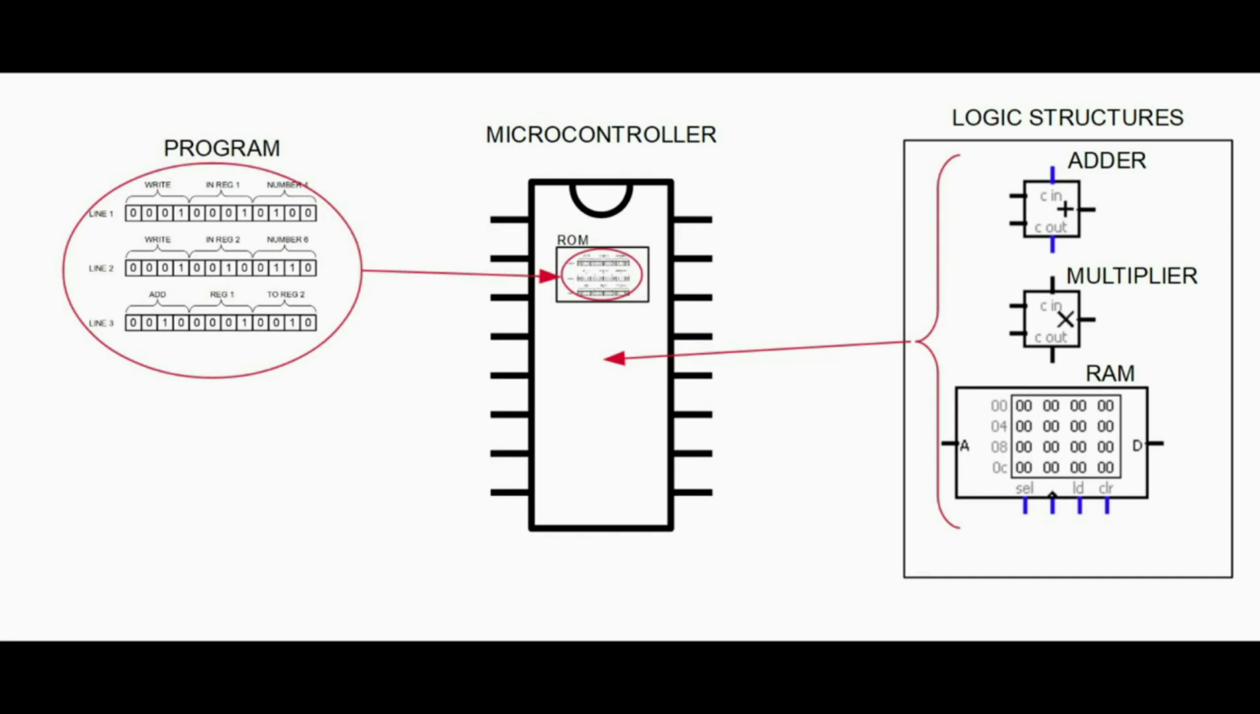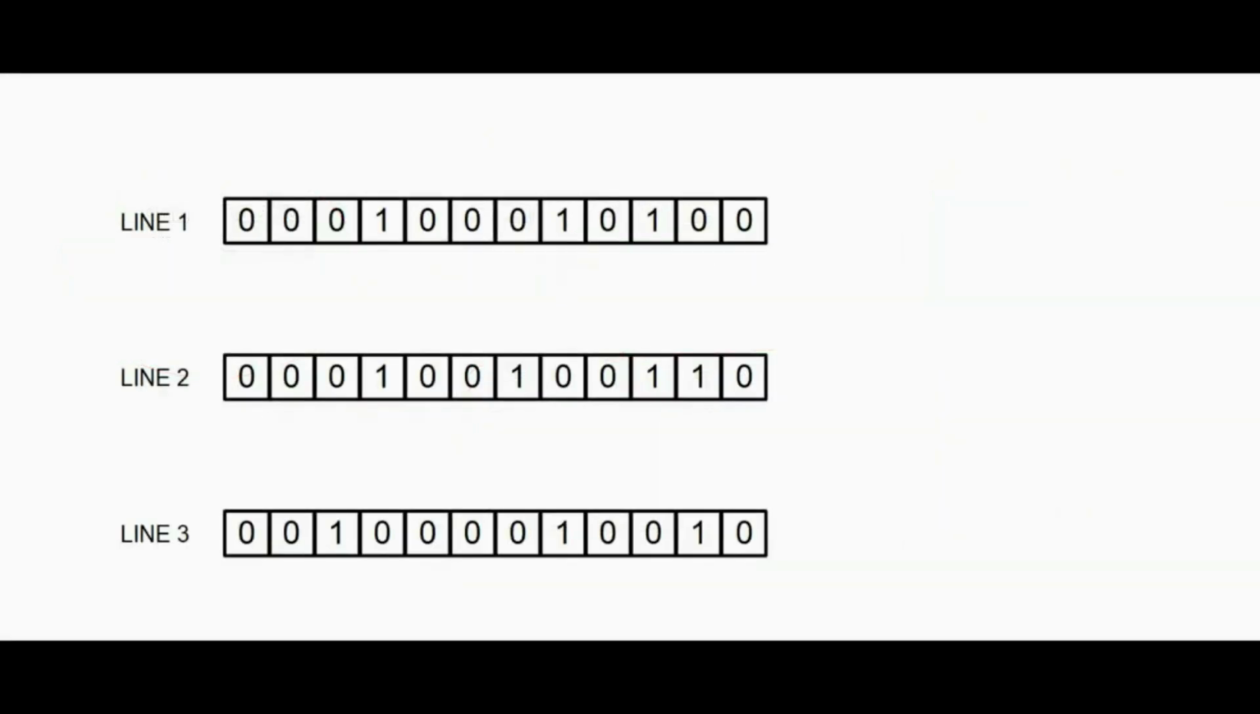A program is stored inside the microcontroller's internal memory, and it can be transferred into the microcontroller through programming pins that are specially made for this purpose. You can think about a program as lines of zeros and ones. Each line of the program has a predefined length and each part of the line has its own meaning.